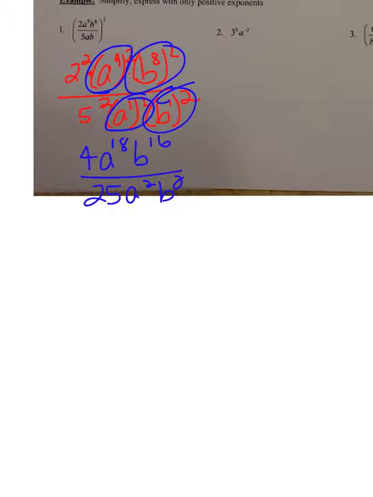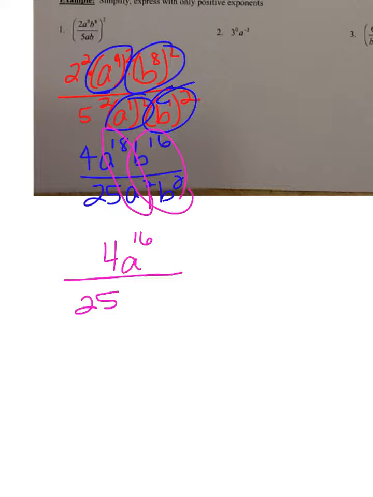All right, so now I want to simplify a little bit more. There's nothing to do with 4 and 25, so 4 is going to stay in the numerator, and 25 will stay in the denominator. Dividing same bases, a to the 18th divided by a to the second is a to the, subtract the exponents, 16. And b to the 16th divided by b to the second, subtract the exponents, is b to the 14th. So that would be my final answer.